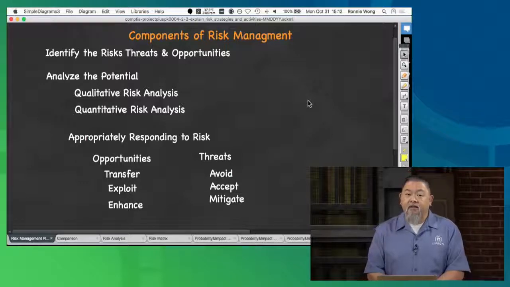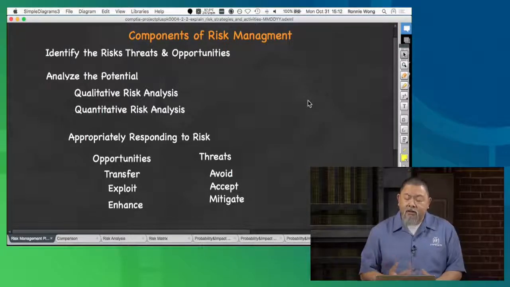Okay? Along with that, of course, when we start talking about risk management and some of the other things that we have to deal with, risk management not only has to do with identifying those things as the threats and opportunities, but also analyzing their potential.